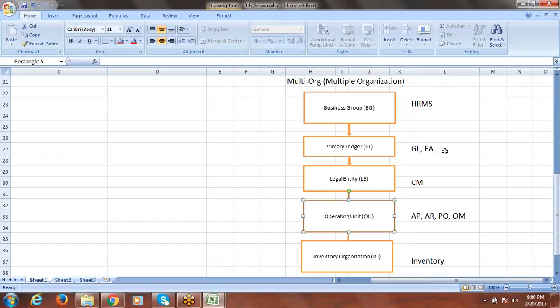That is the reason we can always say that as per multi-org, we create the transactions at operating unit level, and the financial reports can be generated at operating unit level. This is the point we have to understand.